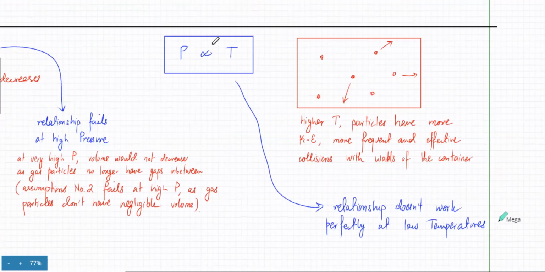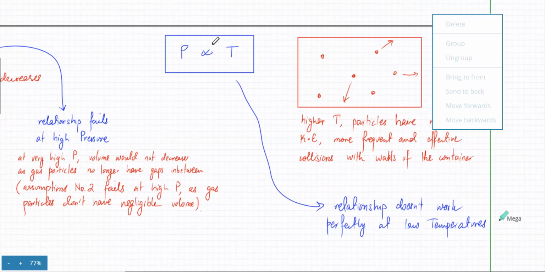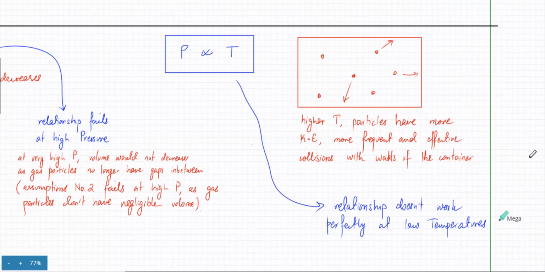The reason is that at high temperatures, intermolecular forces are negligible. If they are very energetic particles, they don't really care. Like if this particle is moving, the intermolecular forces don't really matter. If it's very energetic, it's going to bounce off the container and hit the container with a lot of force.